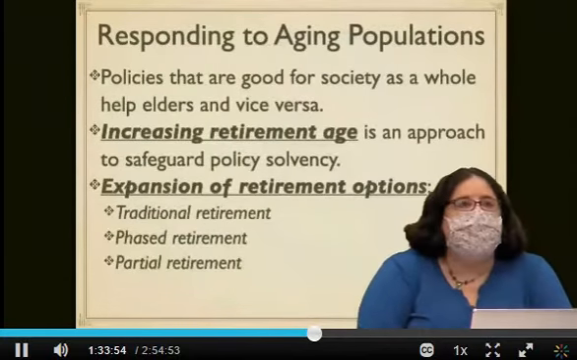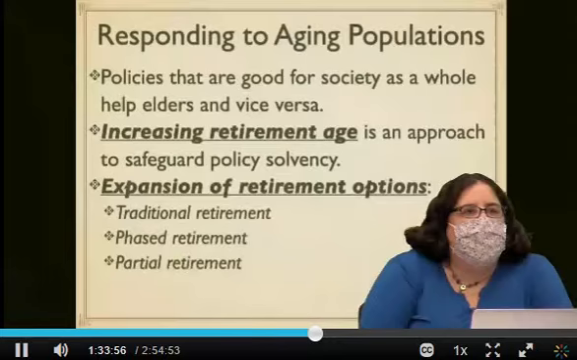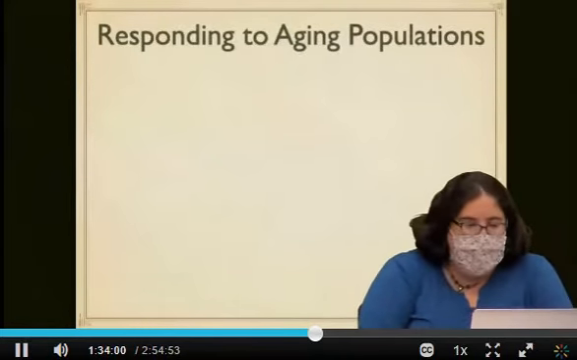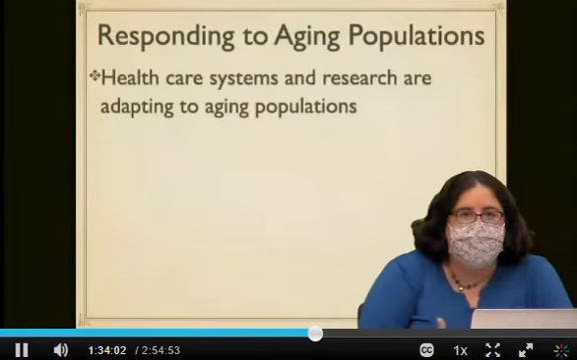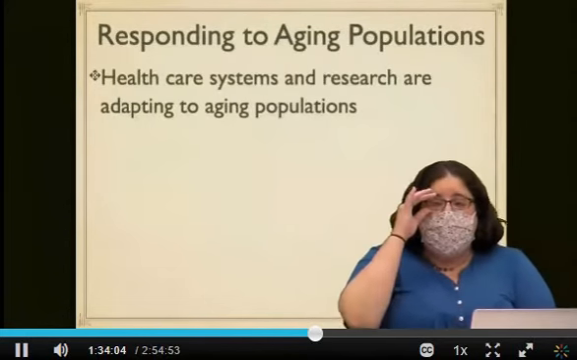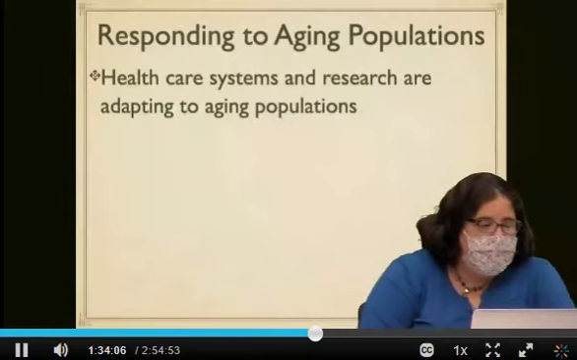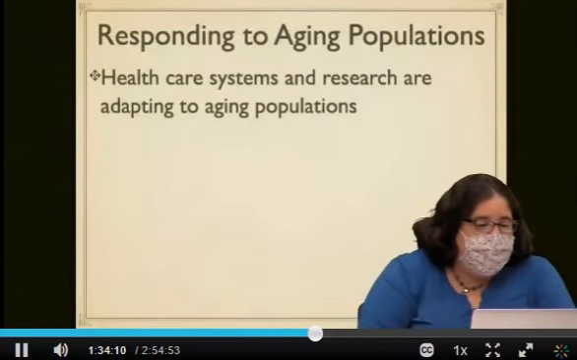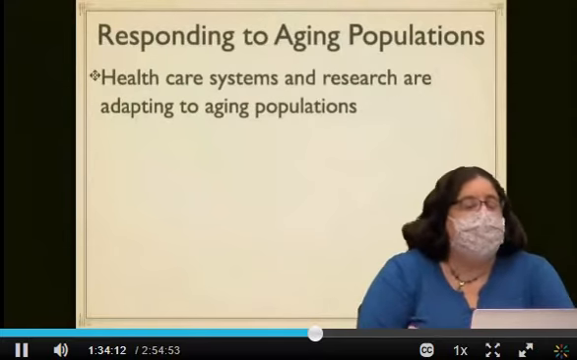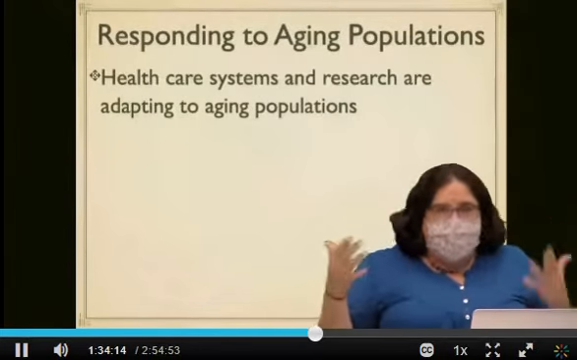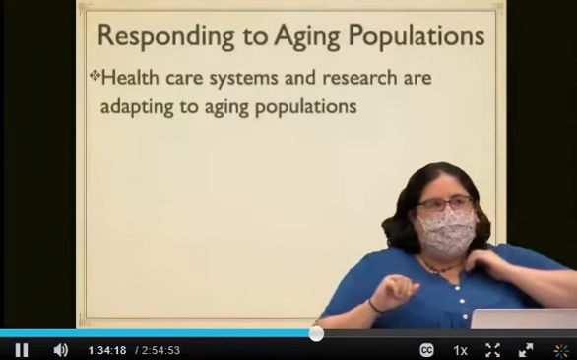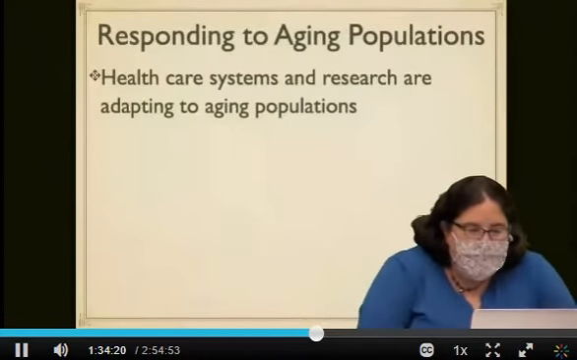Okay, so another issue we had talked about before the break, or maybe right after we got back, was healthcare, right? And the healthcare system and its strain and everything based on the aging population. The healthcare systems and research in healthcare are adapting to the fact that they have recognized that we have an aging population and are doing as much as they possibly can, maybe in the system that we have.